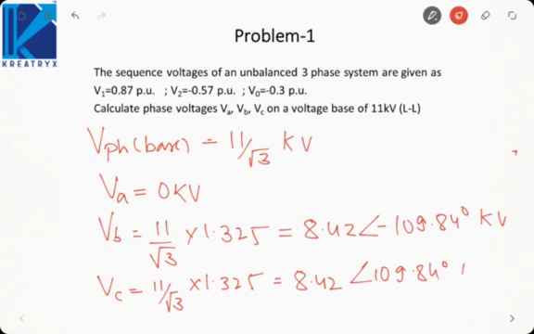So you must remember the matrices A and A inverse, because whenever the question comes from the symmetrical component, you can directly use those matrices. No need to remember the individual equations, just remember the matrix. And if you remember one matrix, you can form the other matrix just by replacing alpha by alpha square and alpha square by alpha.